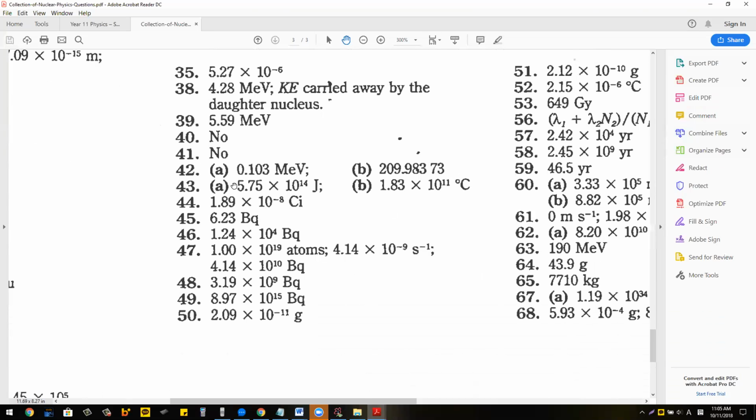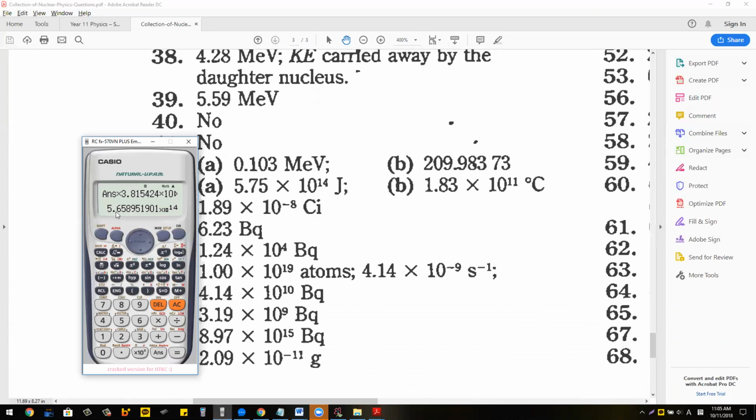So, 5.75, 5.65. It's probably just rounding or something. Yeah, it could be a little bit of rounding error. Doesn't matter, I think this is acceptable. It's good enough.